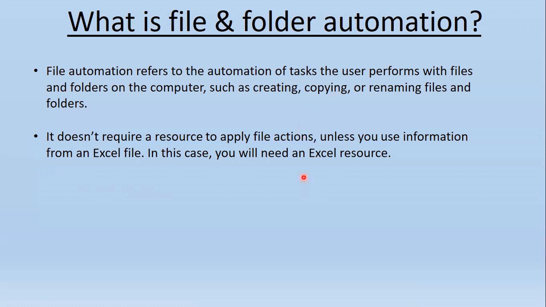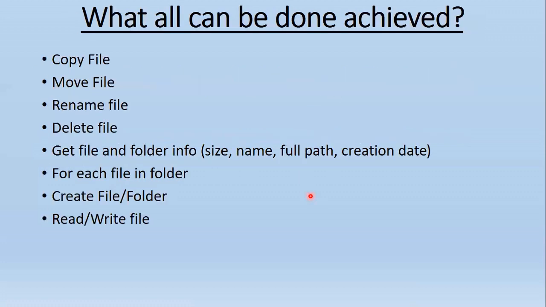Now let's see what we can actually achieve using file and folder automation. To name a few, we have copy file, move file, renaming of files, and delete files. There are scenarios wherein you're supposed to quarterly or monthly clear off the files or create a backup of them. The shared drive may contain GBs and TBs of data, and you have to put certain criteria and clear the files or create a backup so that there is actually space on the shared drive.